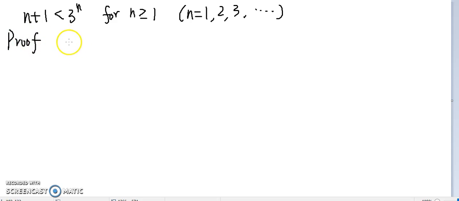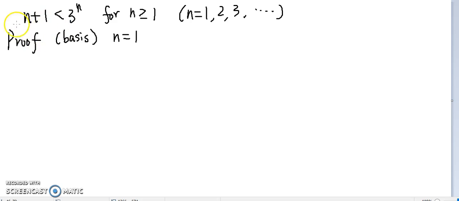Mathematical induction has two steps. Step 1, we do the basis step. In this step, we always start with the smallest n. So the smallest integer for n is 1. So let's say n equals 1.